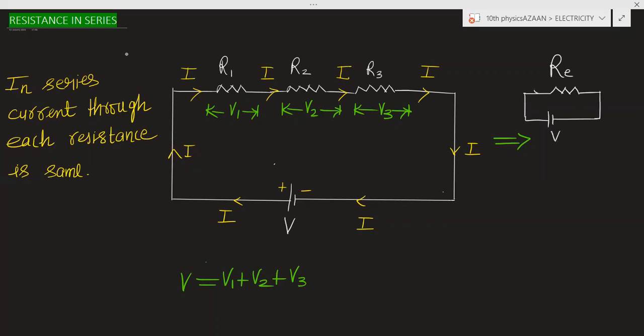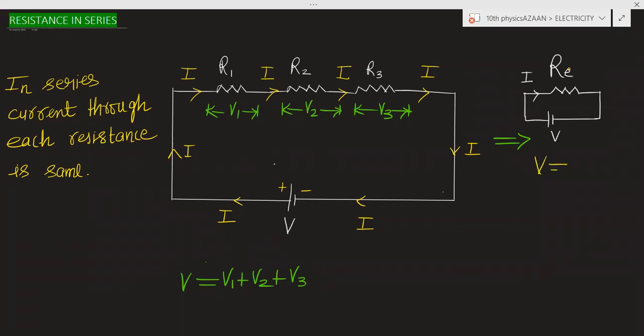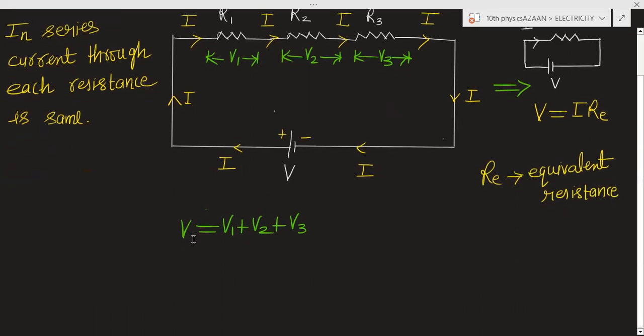Okay. And through that resistance, the current will be I. So this will be the REI. From this circuit, when you apply Ohm's law, you can write V is equal to I into RE. RE means the equivalent resistance. So instead of this V, you can write I into RE.